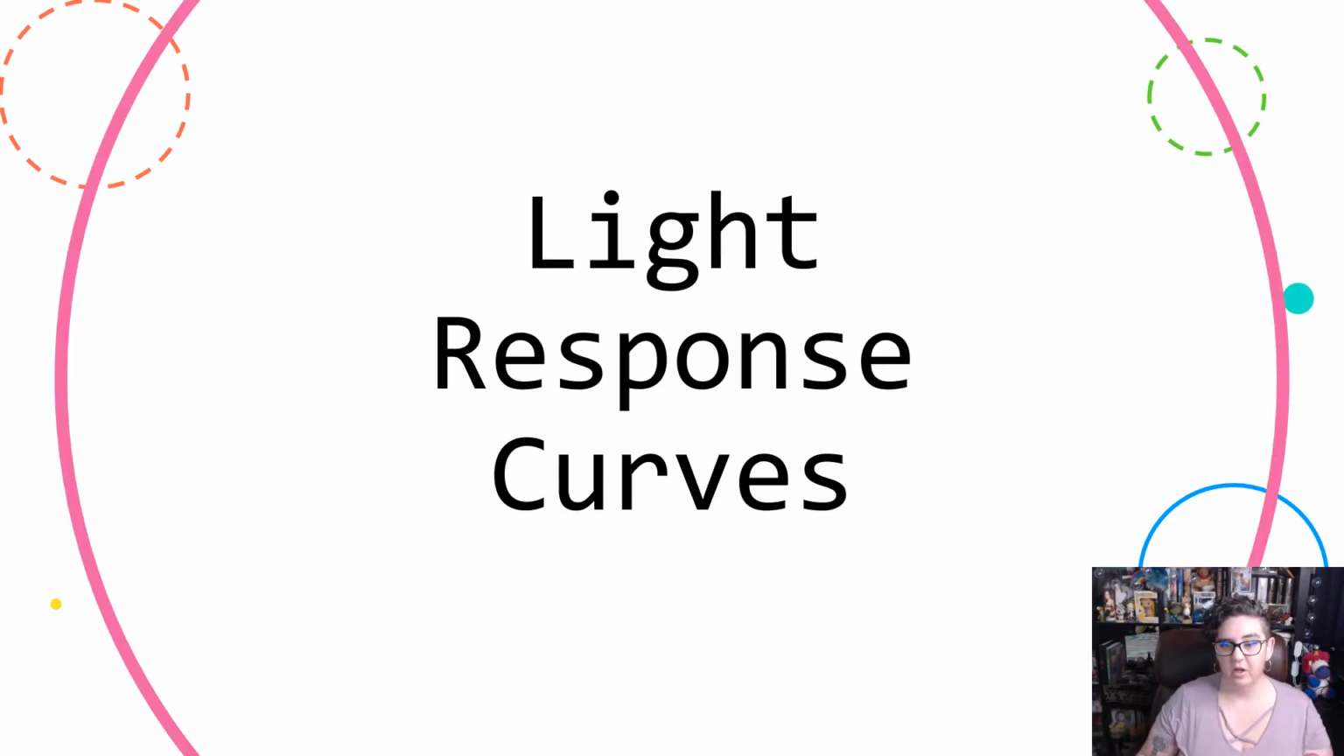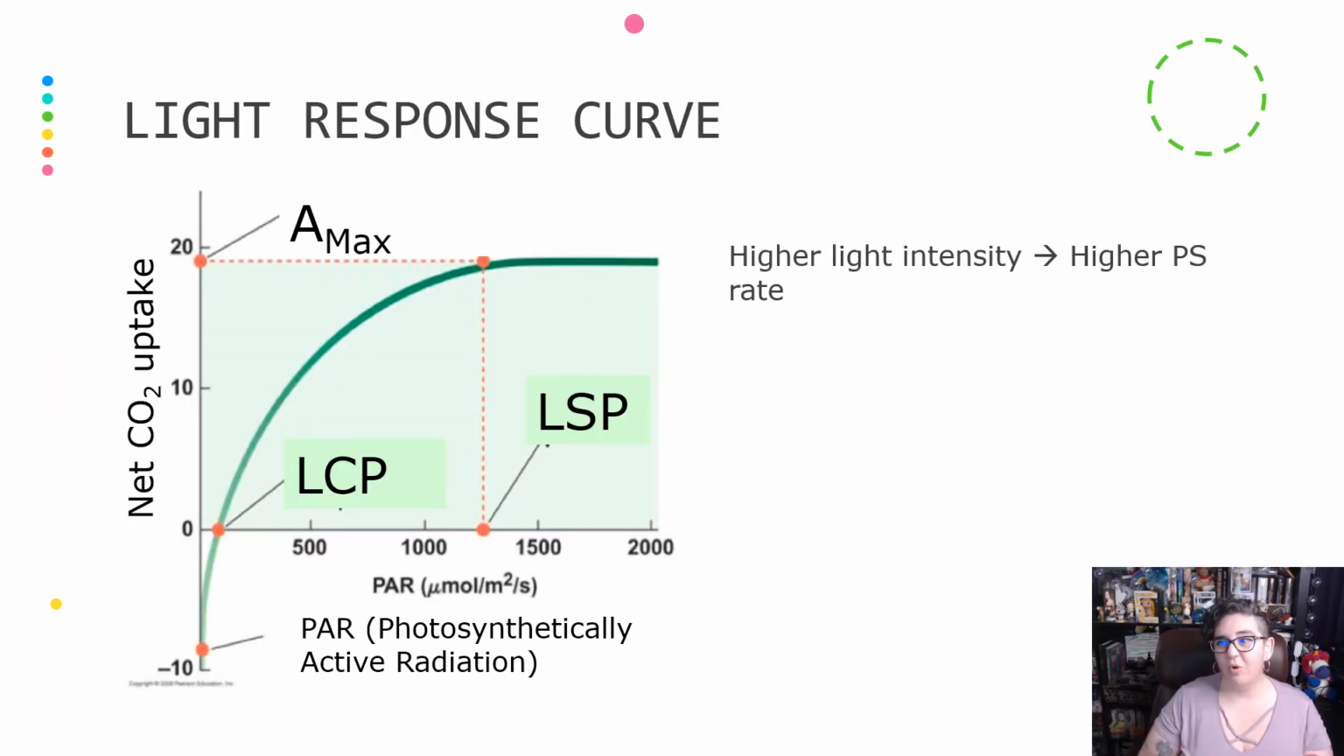All right, so like I mentioned, we're going to start with light curves. First, we need to orient ourselves to this graph. Okay, so this is a light response graph, right? And our y-axis here is the amount of carbon dioxide that the plant is taking in, right? Our x-axis down here is the amount of light that we are exposing that plant to, right?